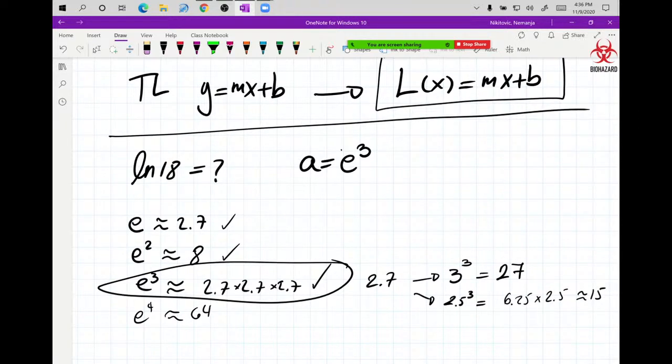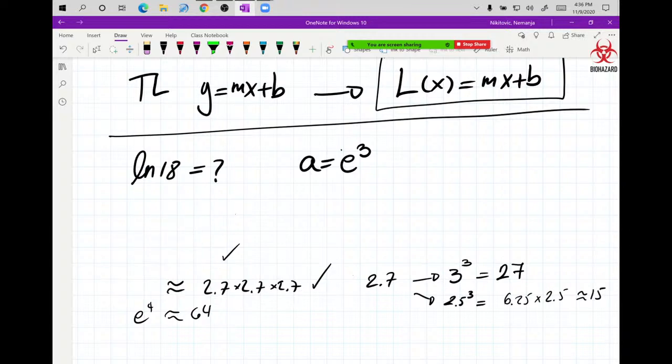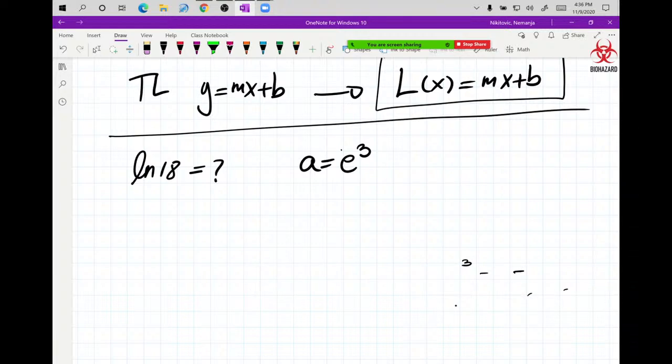So I figured out that I should use e cubed as the nice value for my tangent line. Okay, so let's go and figure out everything else. Again, if you missed any of this stuff, just go back to YouTube, watch this 15 times, you got it. And my f of x is ln x. That's my function, because I'm looking for ln of 18.